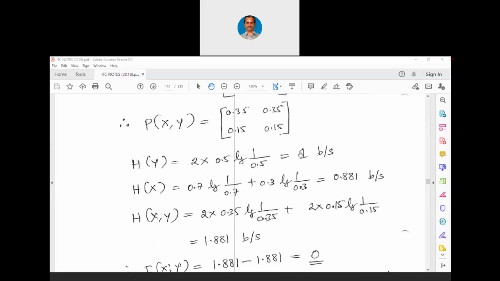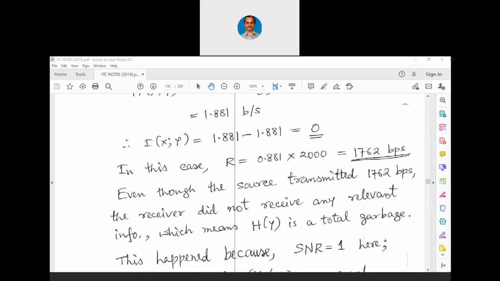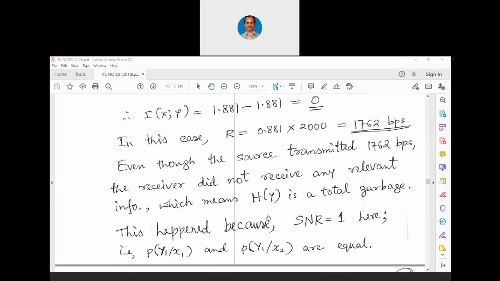Whatever is this H(Y), that 1 bit per symbol is a total garbage. Why did this happen? This happened because SNR equals 1 here. That means P(y1/x1) and P(y1/x2) are equal. When they are equal, the signal to noise ratio is unity. When it is unity, that is how we got mutual information as 0.